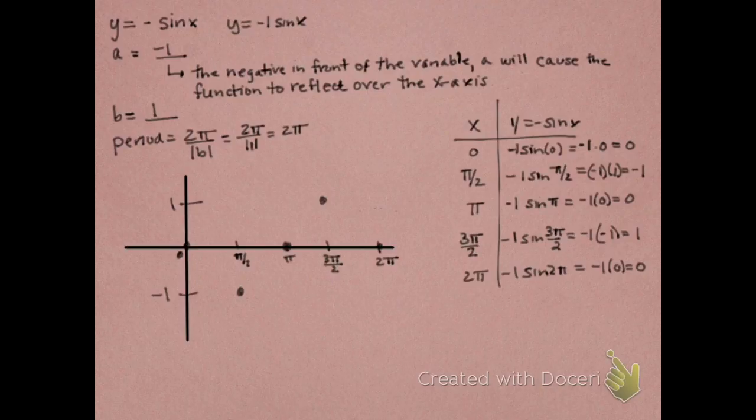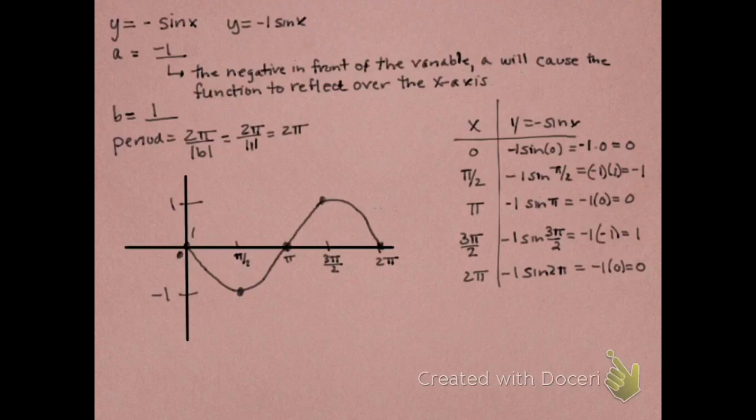So this time my graph is going to look something like this. And again, this is not drawn to scale because it's crooked here. All right. So this is a reflection over the x-axis. All right. So this is actually one period for this function.